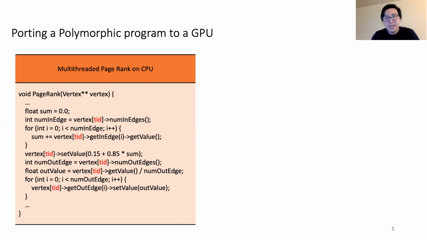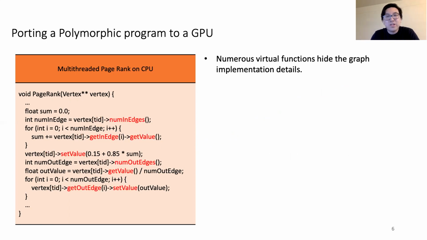To illustrate the ease of porting a polymorphic multi-threaded CPU program to the GPU, consider the PageRank implementation from the object-oriented graph tree application, whose CPU code is shown here. The original polymorphic CPU implementation has multiple virtual functions that hide the implementation details of the graph's data structure.